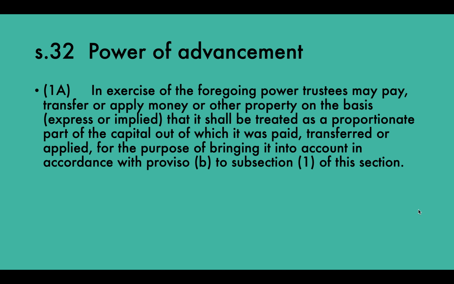And then we've got the final section, subsection 1A. In exercise of the foregoing power, trustees may pay, transfer, or apply money or other property on the basis, express or implied, that it shall be treated as a proportionate part of the capital out of which it was paid, transferred, or applied for the purpose of bringing it into account in accordance with proviso B to subsection 1 of this section. So you have this power and you have this ability. That's all this is saying as a trustee. Okay, you have the power to advance.